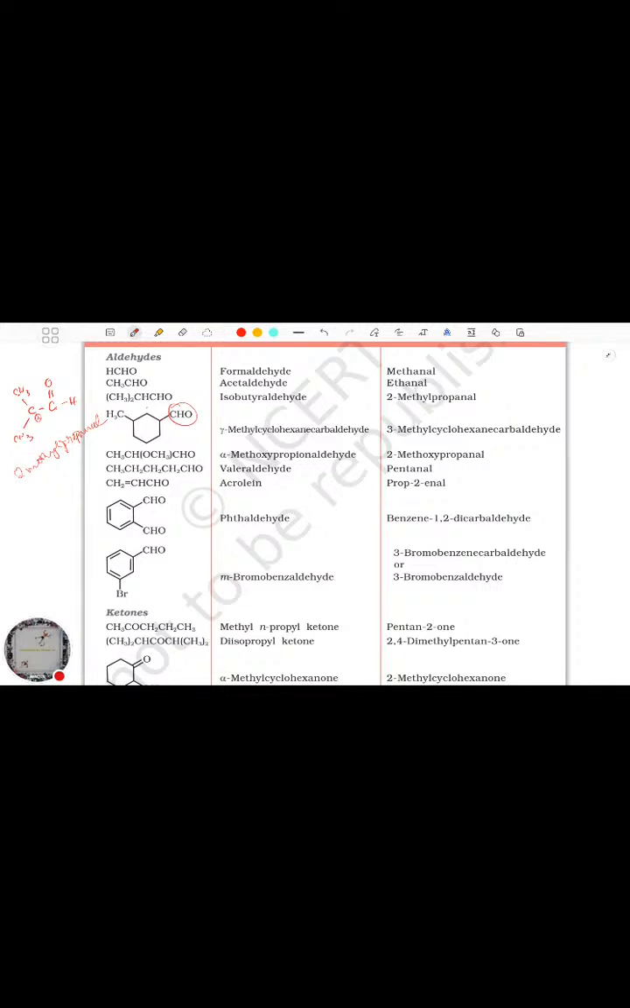a benzene ring with the CHO group, which means we'll have a carbaldehyde suffix, and we have two CHO groups, which means it's going to be 1,2-dicarbaldehyde, and the remaining alkyl group present is going to be benzene, so it's going to be benzene-1,2-dicarbaldehyde. Okay.